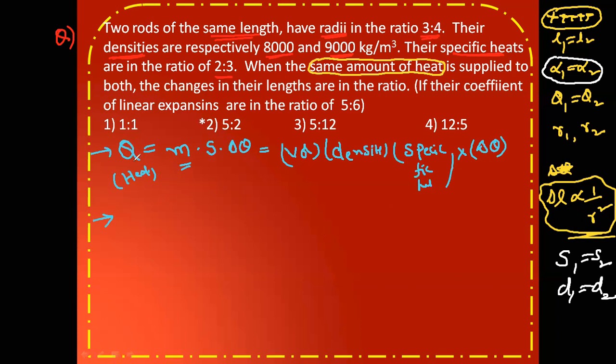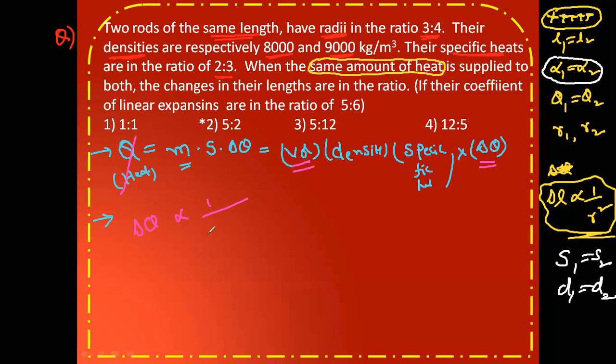So here, if you see, Q is constant because the same amount of heat is supplied. If Q is constant, you can eliminate this, it is the constant value. If it is constant, how to write delta theta? I can write delta theta is directly proportional to 1 by volume.